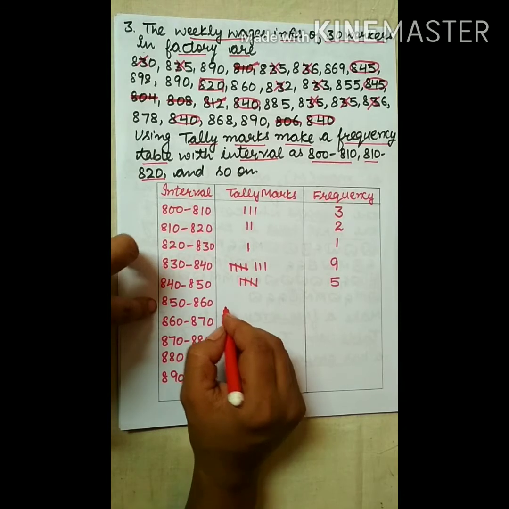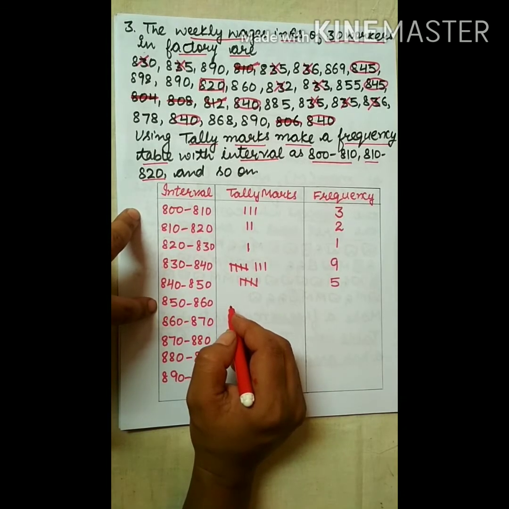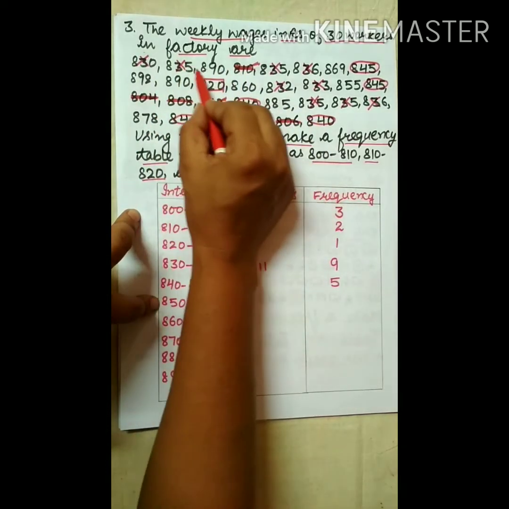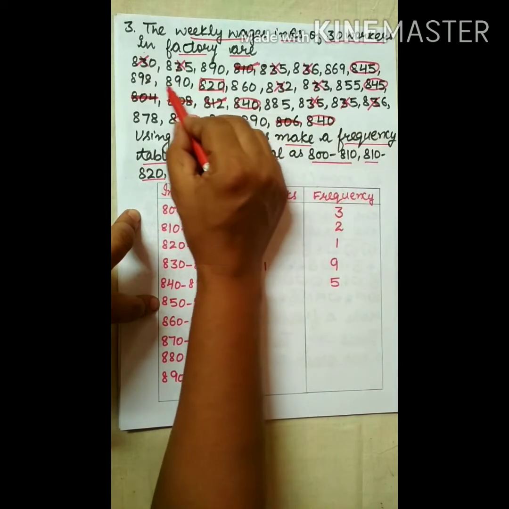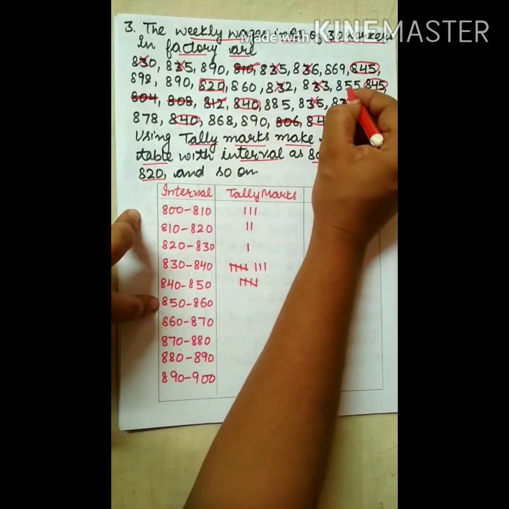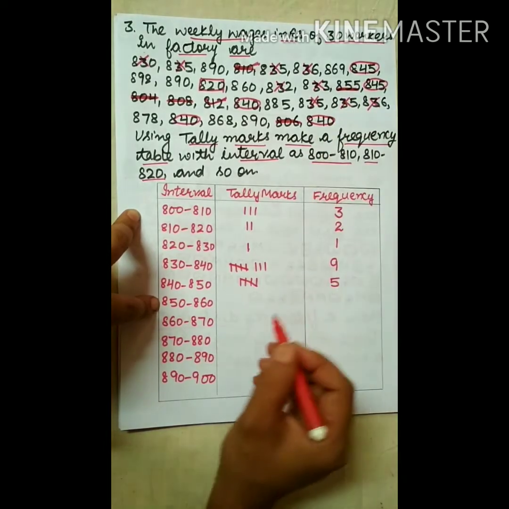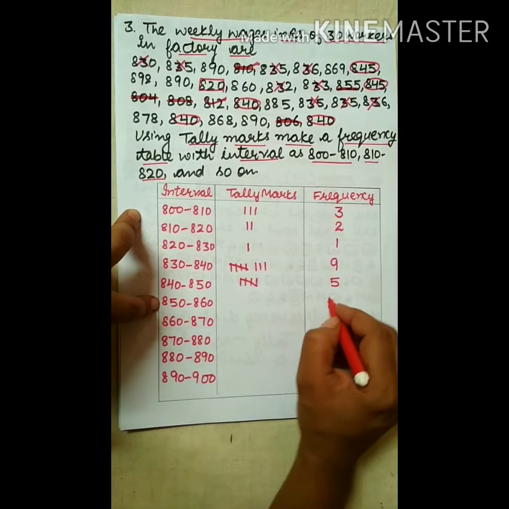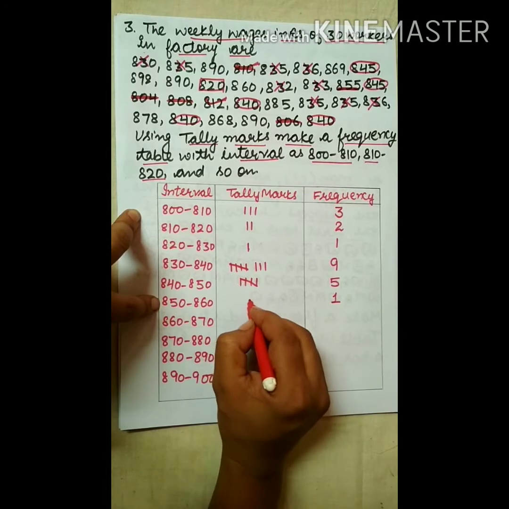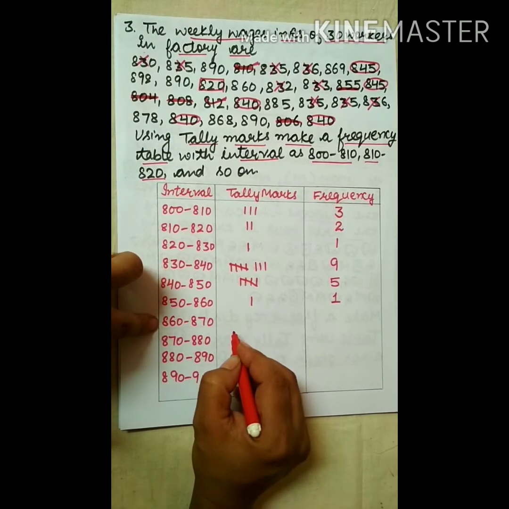Next one is 850 to 860. Now find out the value which is lying between 850 to 860. In the first row nothing is there. Now this is 855. I'm just underlining this value 855. There is only one value, so here I have 1. Next one is 860 to 870.